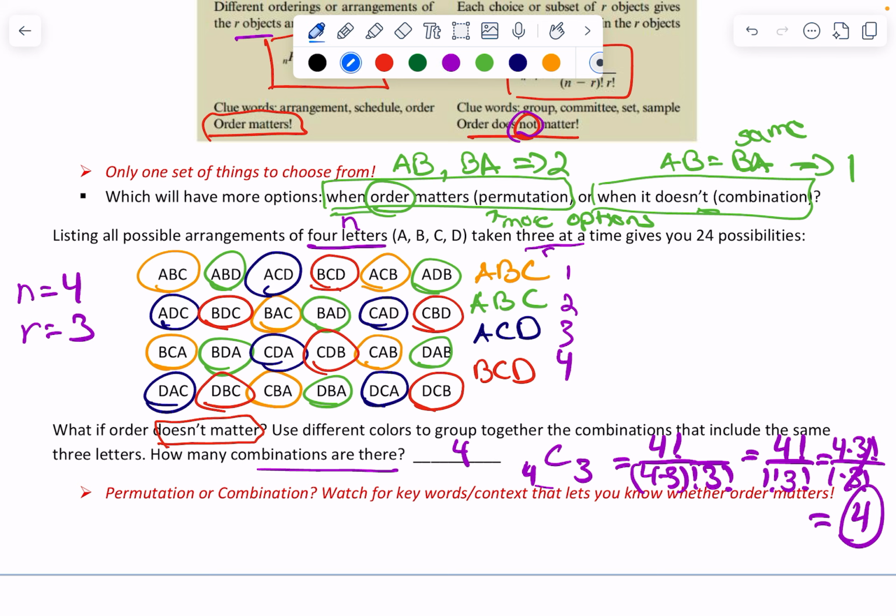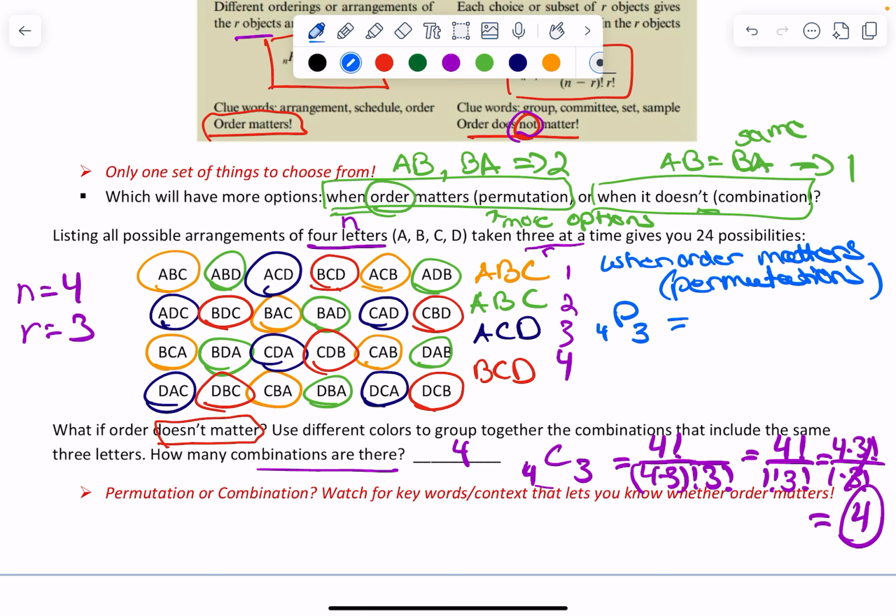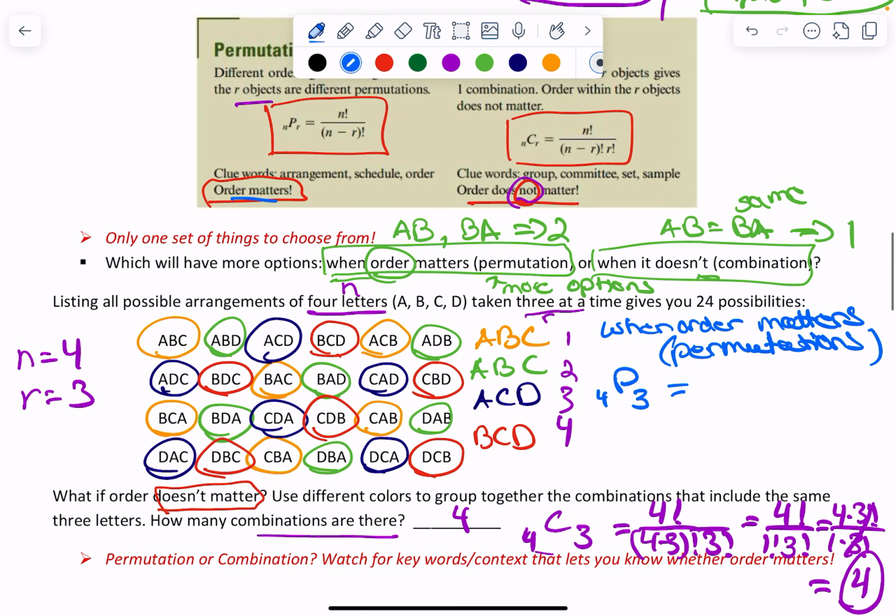Okay, what if order matters? So what's the difference if order matters? We're going to look at permutations. How many permutations do we have here? We still have 4 letters, and we pick 3 at a time. For permutation, order matters. Here's the formula.